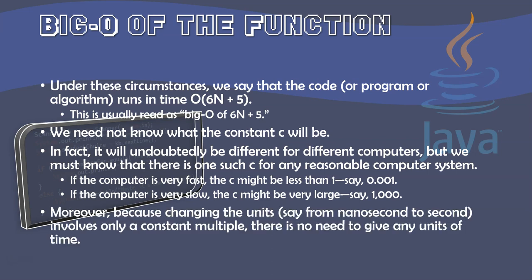More because let's say we start changing units from, let's say, nanoseconds to seconds. This involves only constant multiples, so there's no need to give any units of time, because you notice that when we say big O of 6n plus 5, we're not saying it's a unit of time, because again, we're using this with a different unit than we might traditionally utilize.